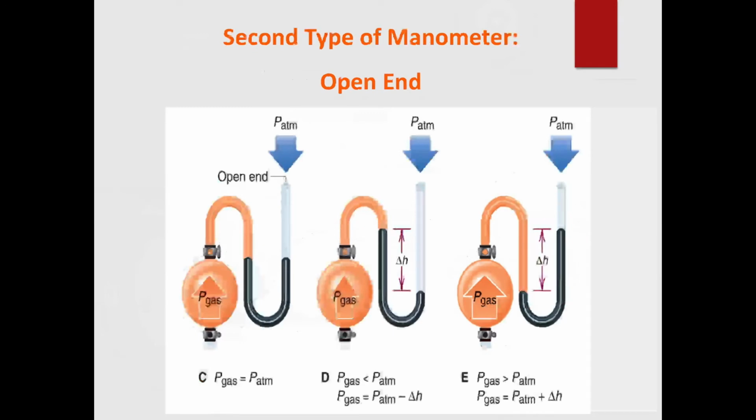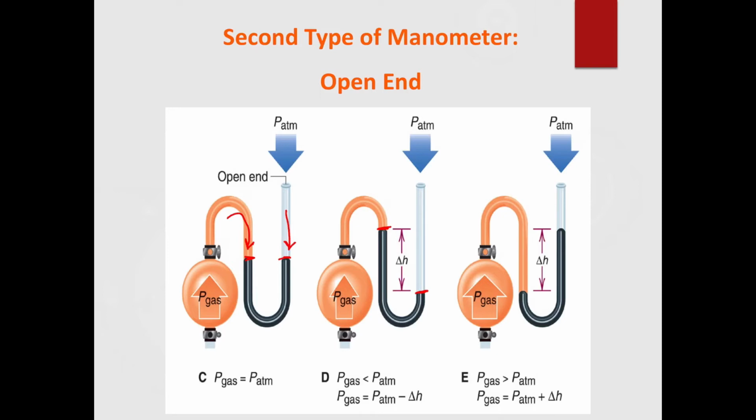Another type of manometer is one with an open end. Instead of using a closed end and a vacuum, this will use atmospheric pressure. So again, we're going to open our stopcocks, fill it up with gas, and if our mercury levels are equal, that means that our atmospheric pressure is pressing the same amount that our gas is pressing, which means that the pressure of our gas is equal to our atmospheric pressure. If the gas side is higher than the atmospheric side, that means that the atmospheric pressure is higher than our gas pressure.